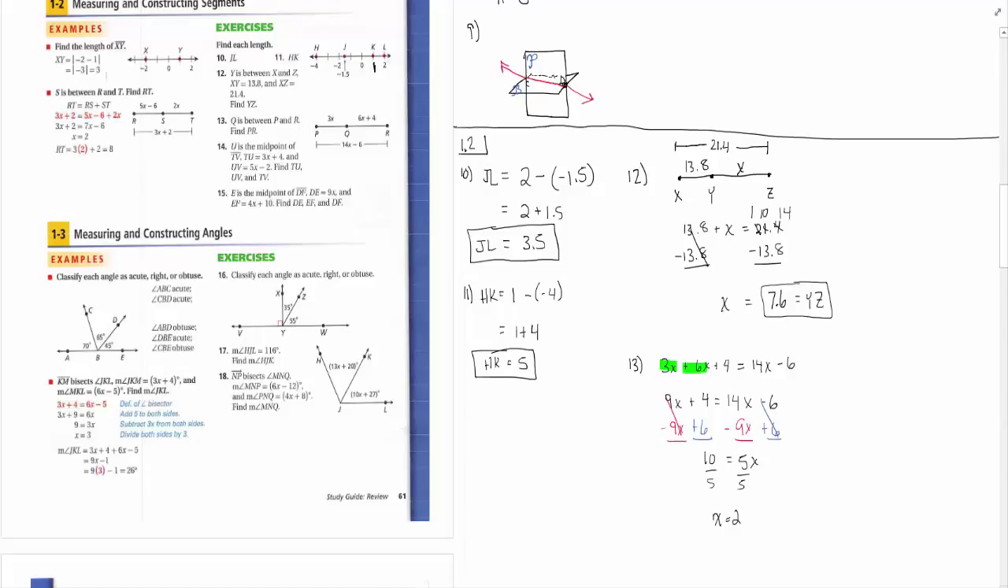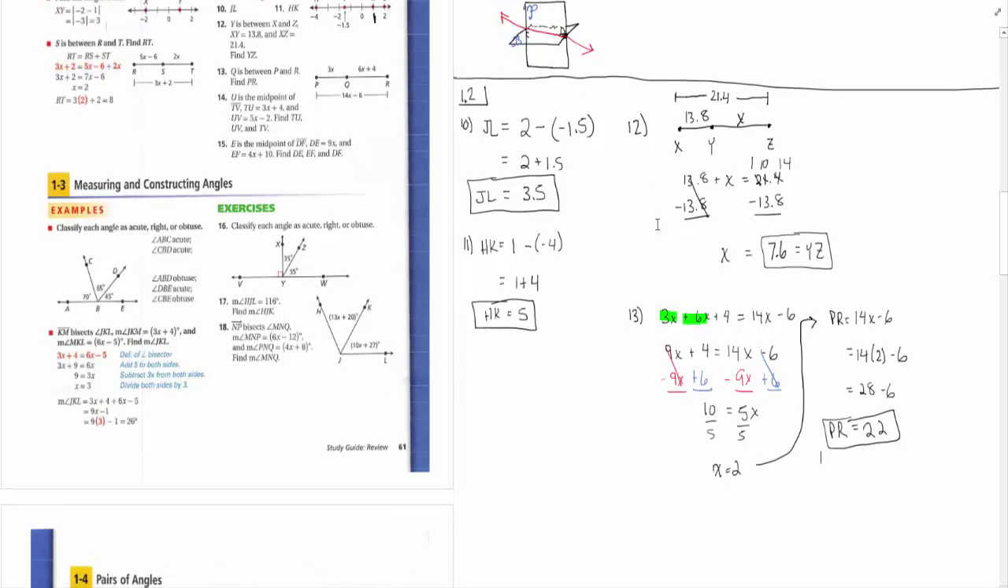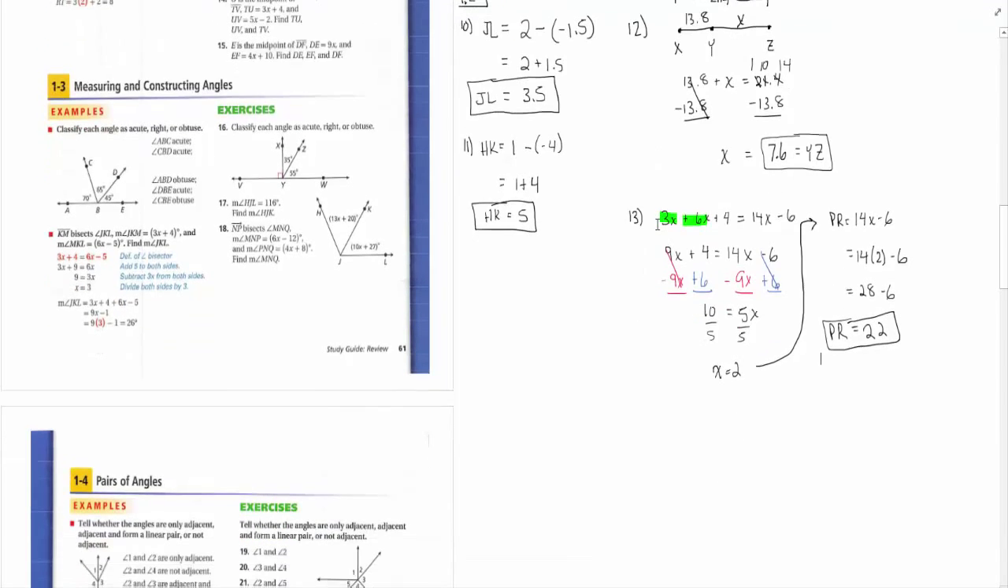x is 2. Now the question here is not saying what's x, it says find PR, but I got 2, so I can take that information and use it. So PR, remember, is 14x minus 6, so I'm going to write that out. PR is 14x minus 6, and I know what x is, so I'm going to go 14 times 2 minus 6. 28 minus 6 is going to be your PR, so that's going to be 22. 13, we get PR's 22. Both of these, again, just so you know, are using the segment addition postulate.